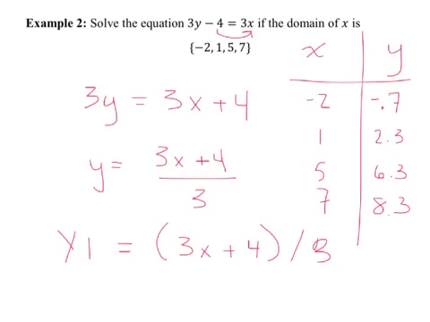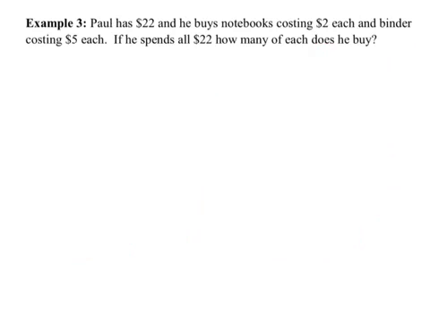Okay, numbers 1 and 2 are pretty simple. Let's look at number 3 now. This is one that is more logical. Paul has $22, and he buys notebooks costing $2 each and binders costing $5 each. If he spends all $22, how much of each does he buy?